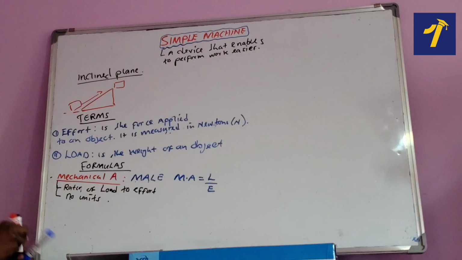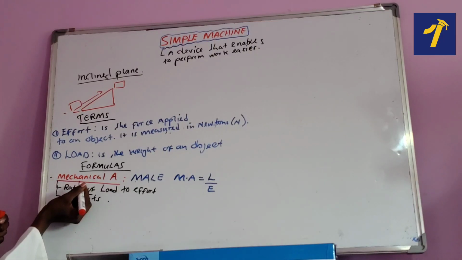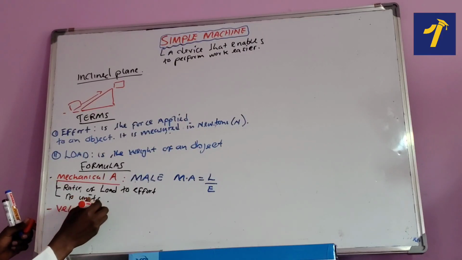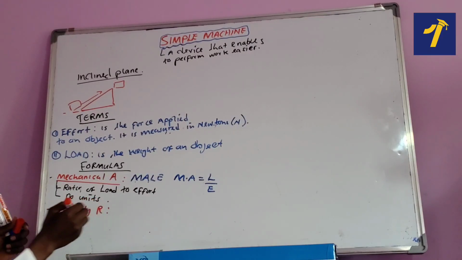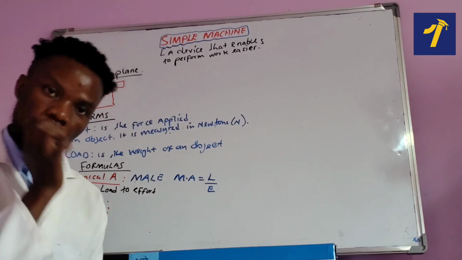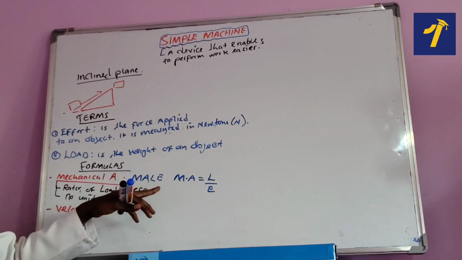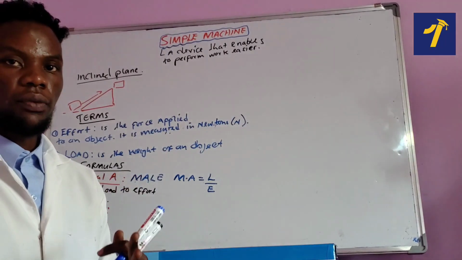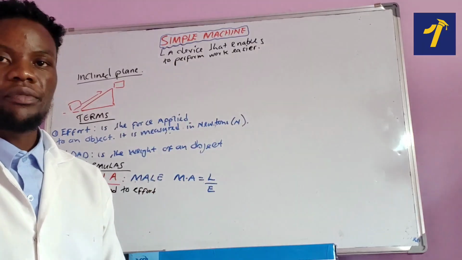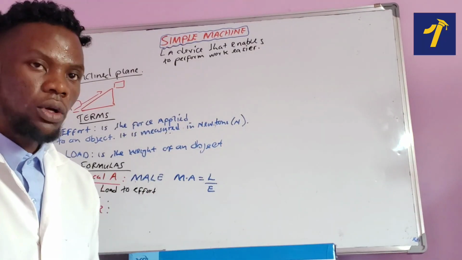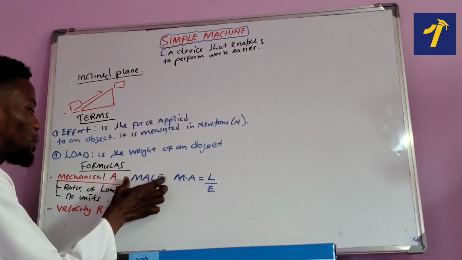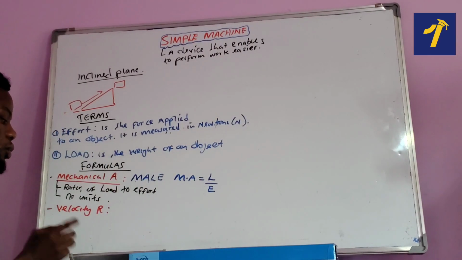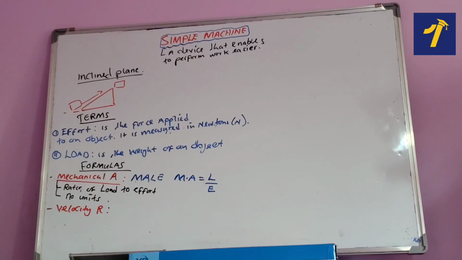So we go to velocity ratio. Apart from mechanical advantage, we go to velocity ratio. Now, we need to follow this formula. I've seen students swapping the effort and the load when it comes to the velocity ratio formula and the mechanical advantage formula, so don't swap. If you are able to remember MALE, mechanical advantage equals load over effort, it can help you to remember the formula for velocity ratio.